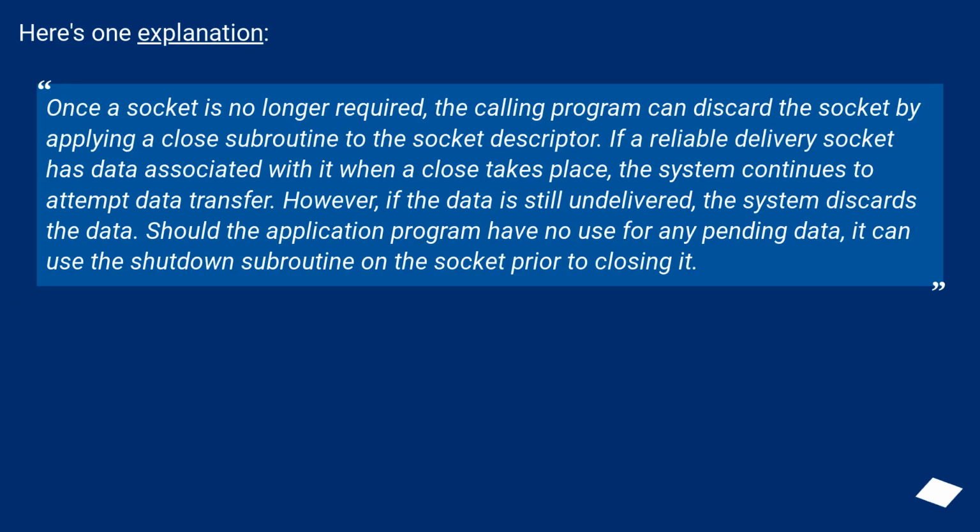Here is one explanation. Once a socket is no longer required, the calling program can discard the socket by applying a close subroutine to the socket descriptor. If a reliable delivery socket has data associated with it when a close takes place, the system continues to attempt data transfer. However, if the data is still undelivered, the system discards the data. Should the application program have no use for any pending data, it can use the shutdown subroutine on the socket prior to closing it.